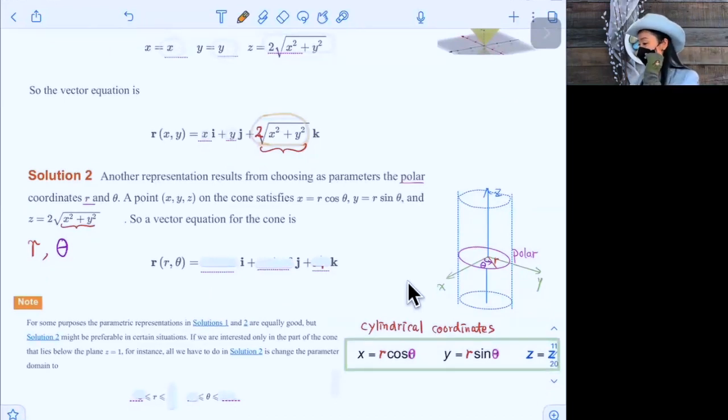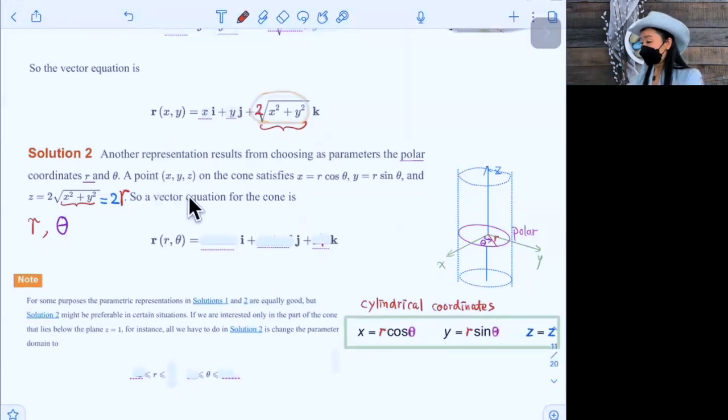Now let's review the cylindrical coordinates. x is r cosine theta, y is r sine theta, right? And z is 2 times square root of x squared plus y squared. In cylindrical coordinates, x squared plus y squared equals what? That's equal to r squared, and the square root of that is r. So z is equal to 2r. You got it.